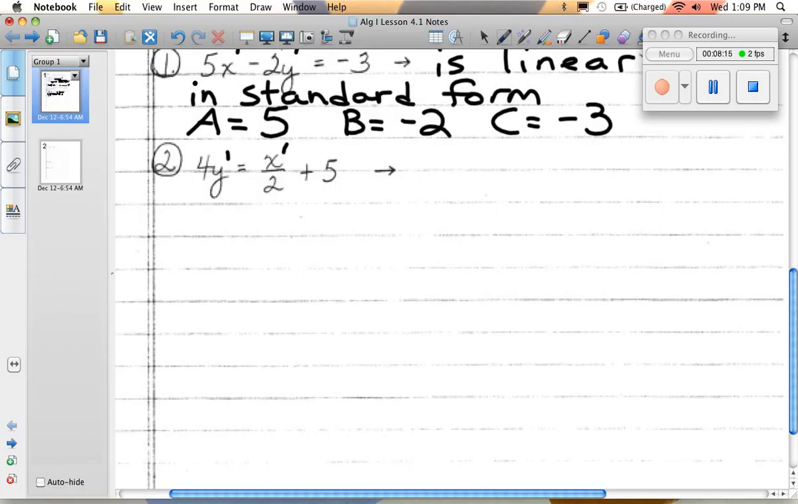We haven't decided this yet. Are X and Y being multiplied times each other? No, they're on opposite sides. They're not even close to each other. How about, we already said they're not in a denominator. How about, are either X or Y in an exponent?